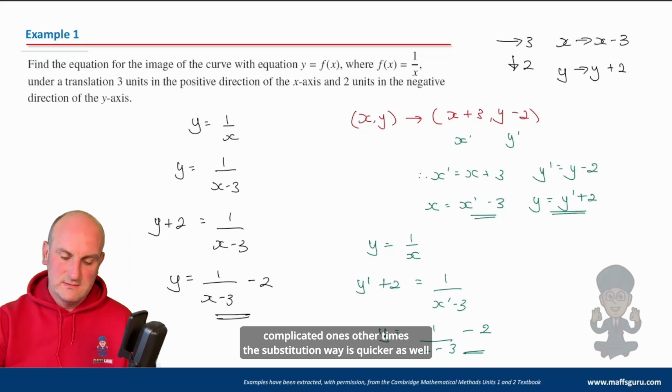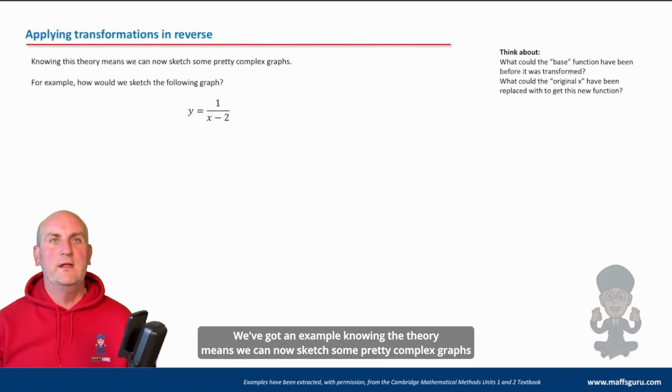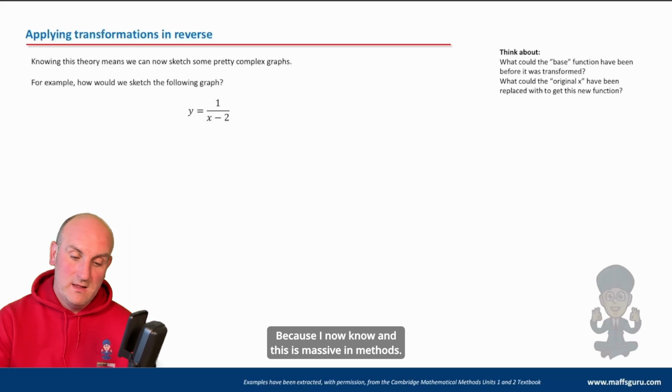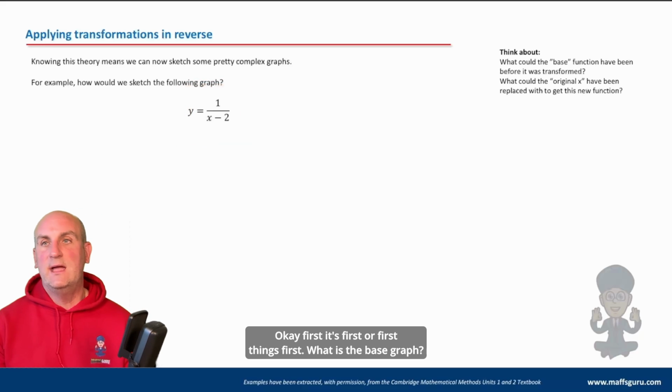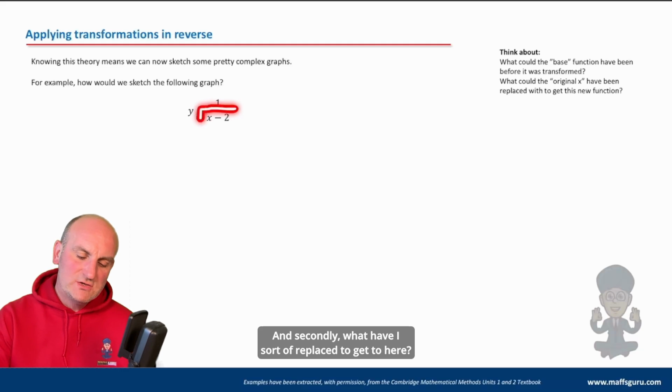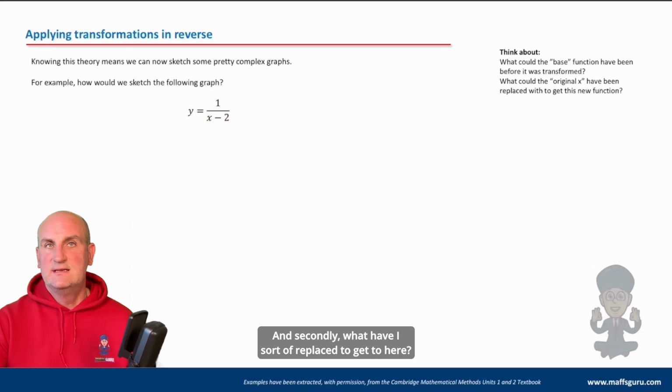Other times the substitution way is quicker as well. We've got another example. Knowing the theory means we can now sketch some pretty complex graphs. Because I now know, and this is massive in methods, you've got to start looking at this and saying, okay, first things first, what is the base graph? And secondly, what have I replaced to get to here?